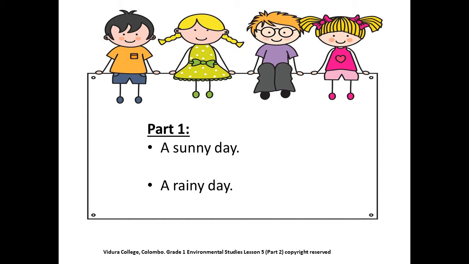Then we learnt about the weather changes during a day. In a sunny day, morning weather is very pleasant. At noon, the sun shines very brightly and it is very hot. And in the evening, the sun sets and the weather becomes pleasant again. And we learnt about how weather changes from one day to another. Some days were sunny days. Sunny days are extremely hot. The sun shines brightly and the weather is warm.